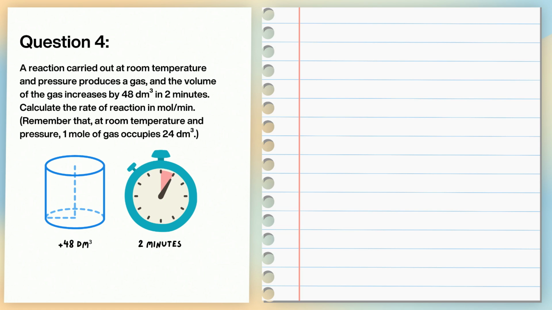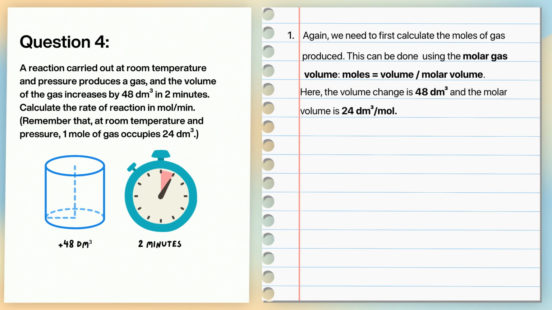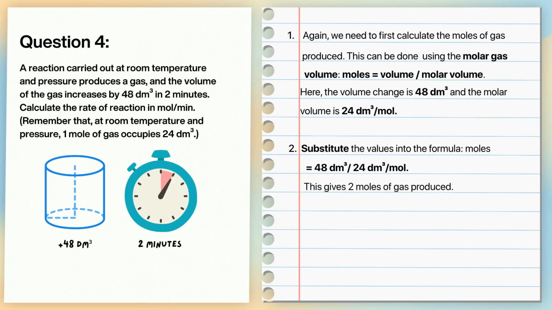Now, let's go through the answer. Again, we need to first calculate the moles of gas produced. This can be done using the molar gas volume. Moles equals volume divided by molar volume. Here, the volume change is 48 cubic decimeters, and the molar volume is 24 cubic decimeters per mole. Substitute the values into the formula. Moles equals 48 cubic decimeters divided by 24 cubic decimeters per mole. This gives 2 moles of gas produced.